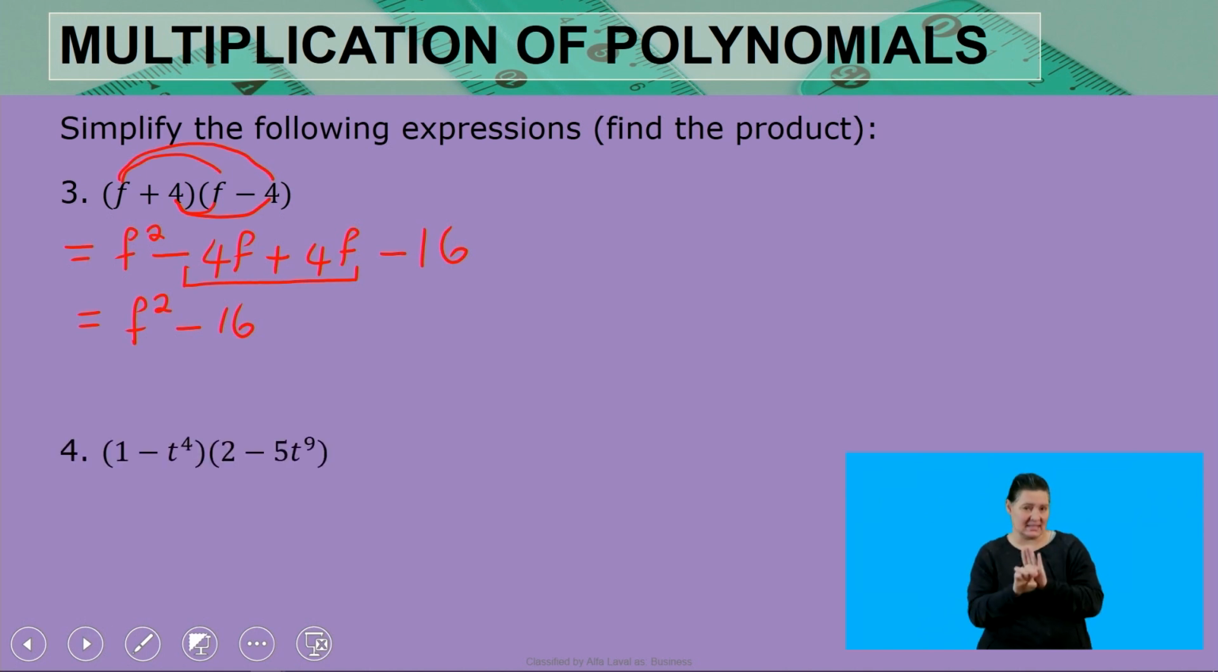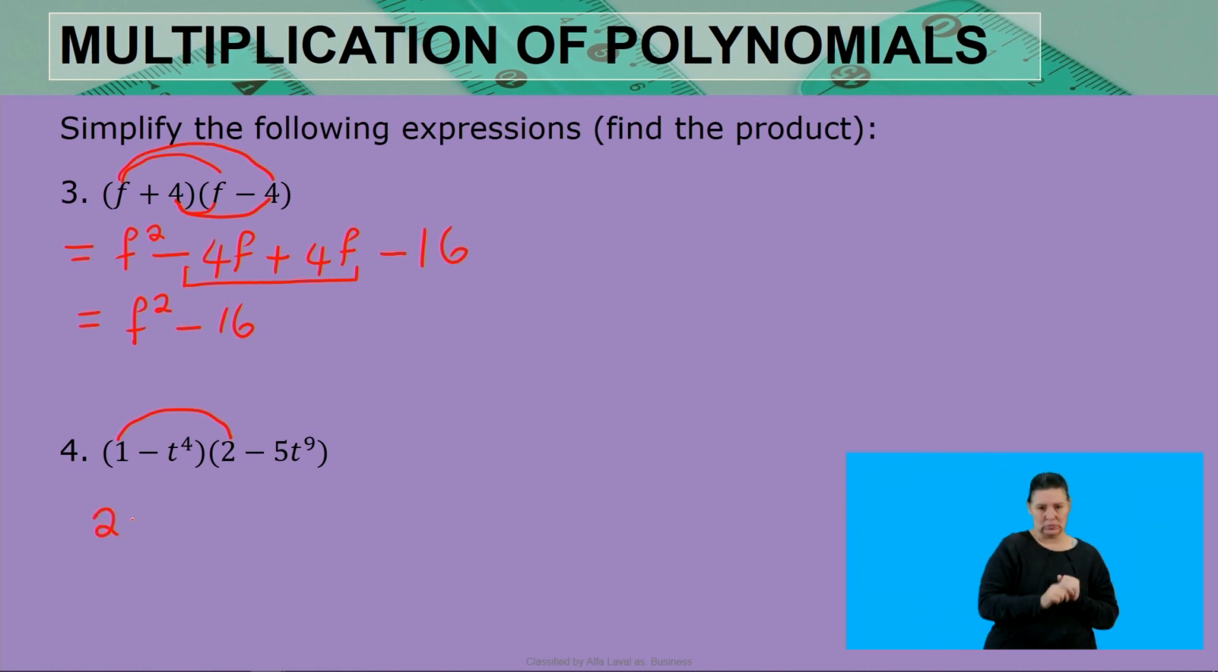Let's go on to the next example. So now this one here, we have 1 multiplied by 2. Remember, we are starting with the first ones. And 1 multiplied by 2 is 2. Then we are subtracting. We are going to multiply the 1 with the 5t exponent 9. That is going to give us 5t exponent 9. Then we are going to multiply t exponent 4 multiplied by 2. That is 2t exponent 4.